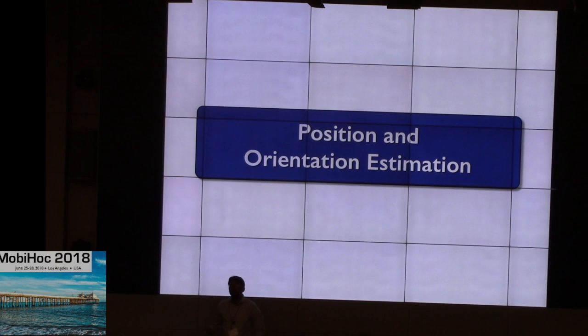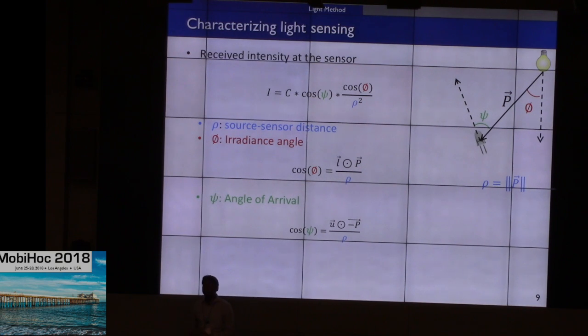So let's first talk about the position and orientation estimation method that we have devised for SearchLight. If you look at the light intensity which is received at a light sensor, it depends on three key factors. The first one is the distance between the light source and the sensor. The second factor is the irradiance angle between the light source and the sensor. And finally, we have the incidence angle or the angle of arrival at the light sensor. And hence, the light intensity depends on both the position and the orientation of the sensor and hence the device.